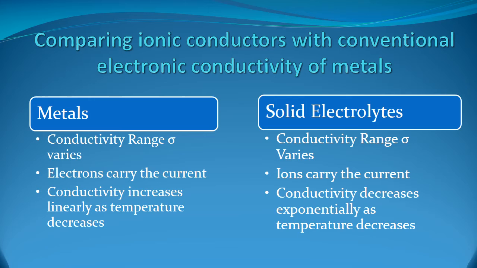And the second one is that electrons carry current in electronic conductivity, whereas ions, as we know, carry current in electrolytes, solid electrolytes. The third point is very important, which makes the major difference between the electronic and ionic conductors. In electronic conductors, conductivity increases linearly as temperature decreases, and here the conductivity decreases exponentially as temperature decreases. This makes the major difference between these two.